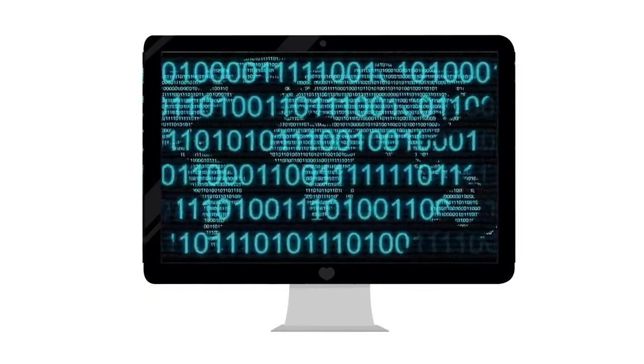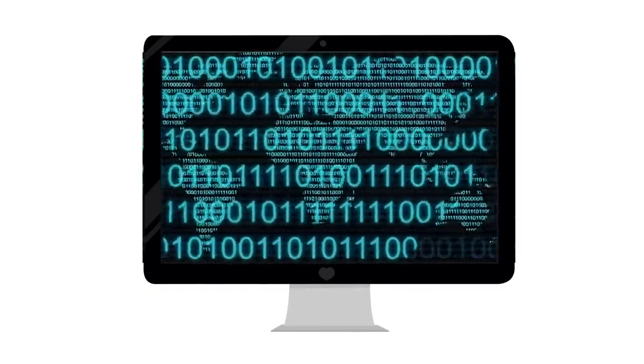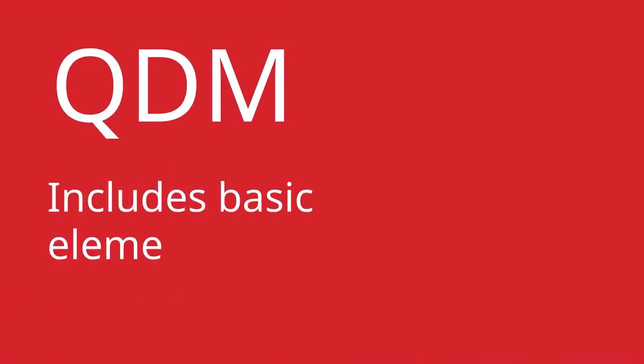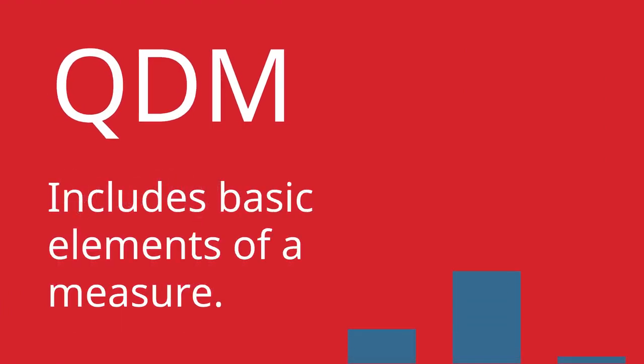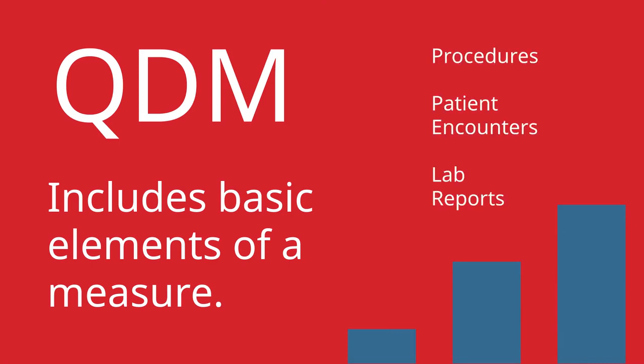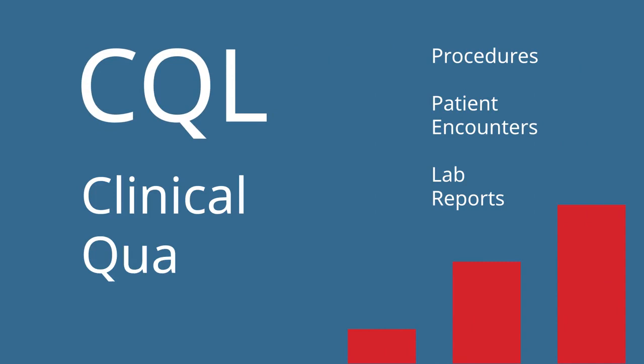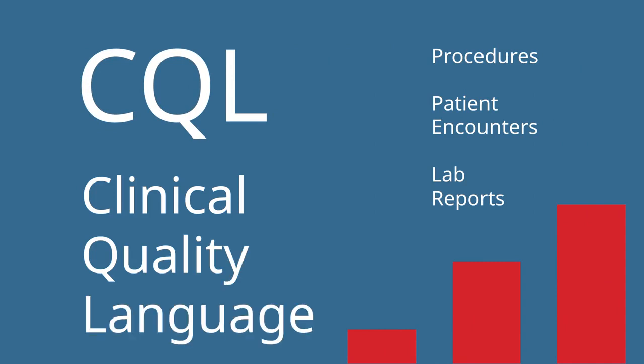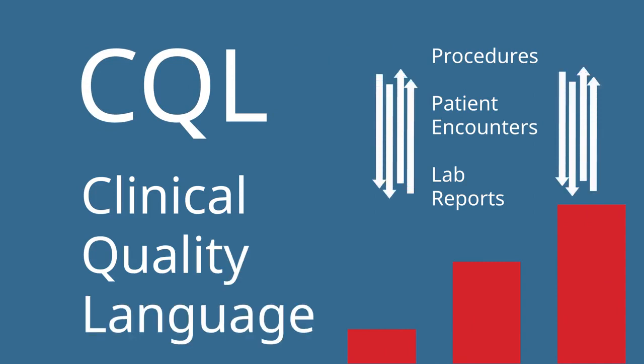Programmers like to know about the two main parts of my digital format. My quality data model, or QDM, contains the basic elements that comprise a quality measure. Things like procedures, patient encounters, and lab reports. My CQL, or clinical quality language, is the logic that ties those elements together.